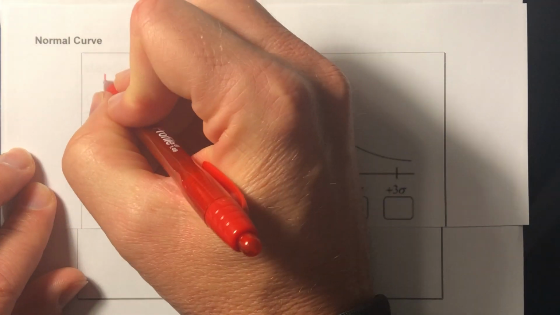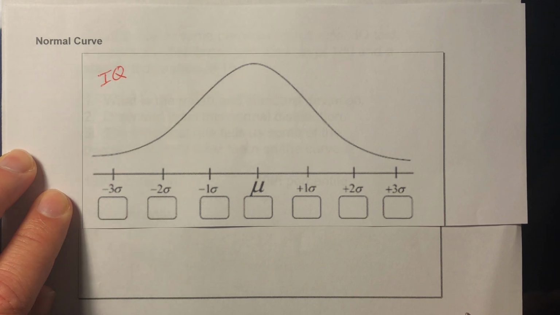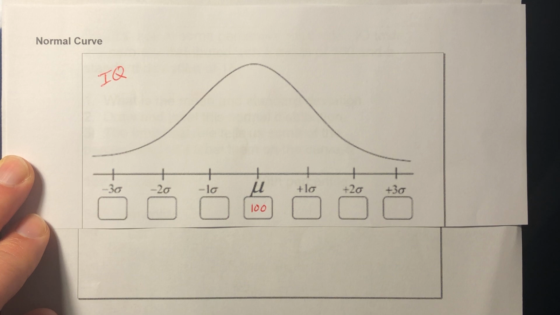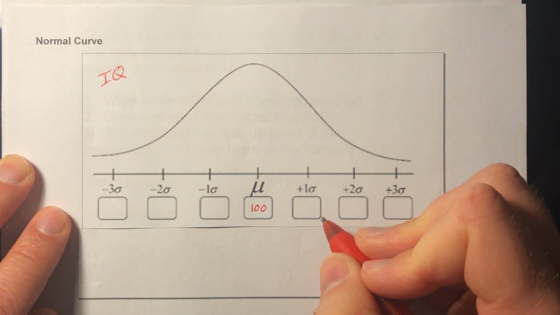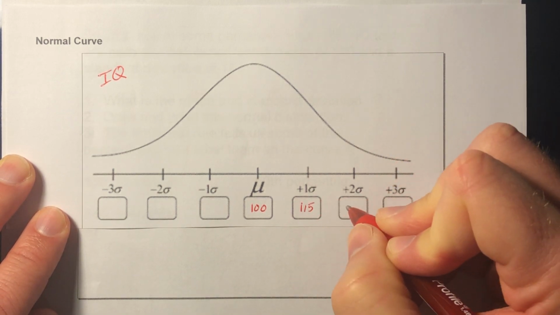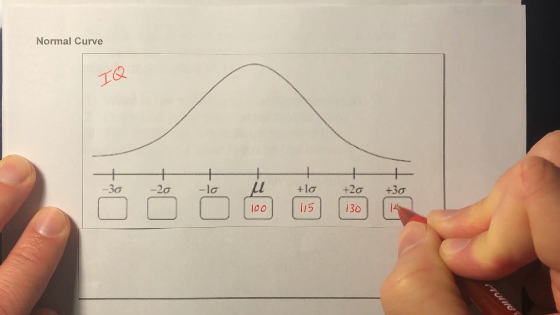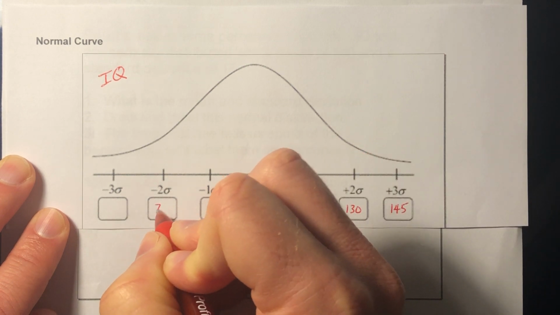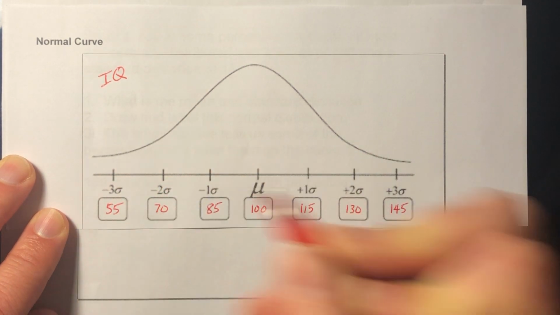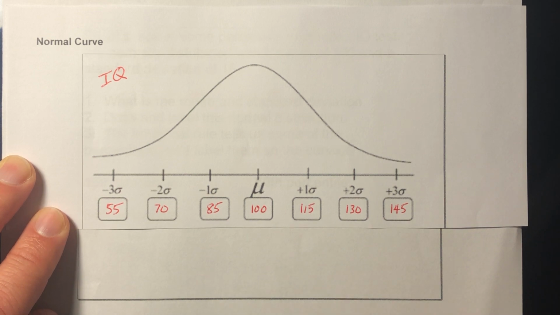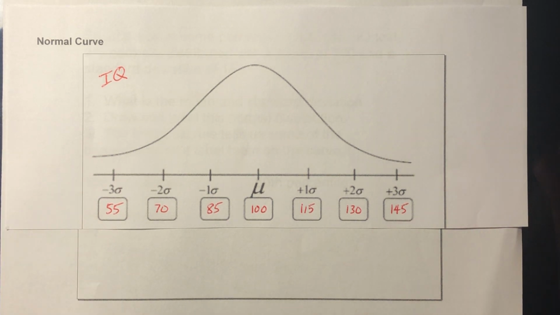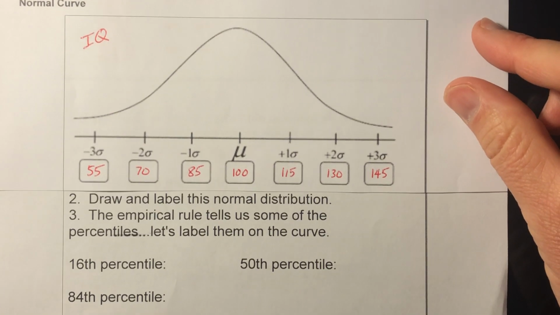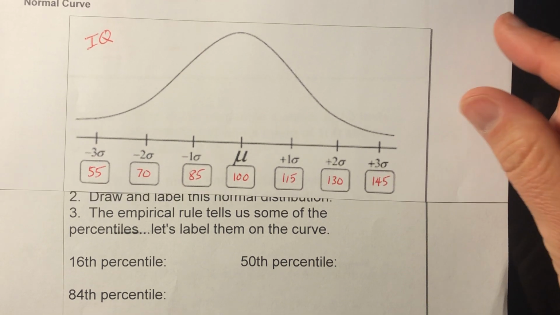All right, so here's our IQ data. So if our mean was 100, we would put that right smack in the middle. Our standard deviation is 15. So if we go to the right, we add 15. If we go to the left, we subtract 15. Okay, so there's your data and your normal distribution for this set of data. The mean is 100, standard deviation is 15. Okay, so we answered question 1, we answered question 2, we drew that.